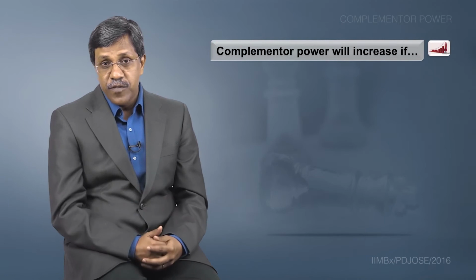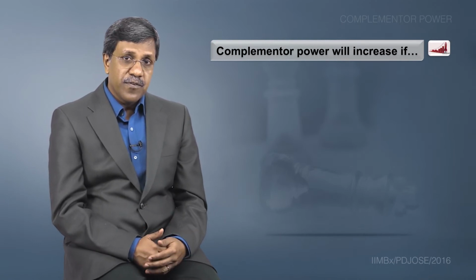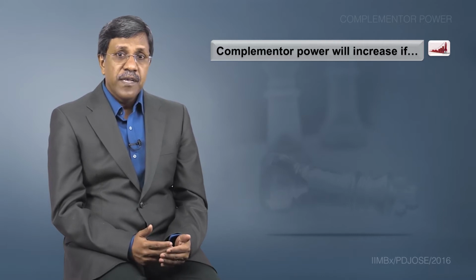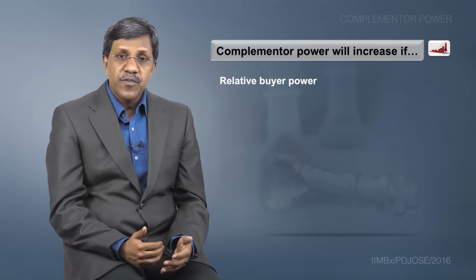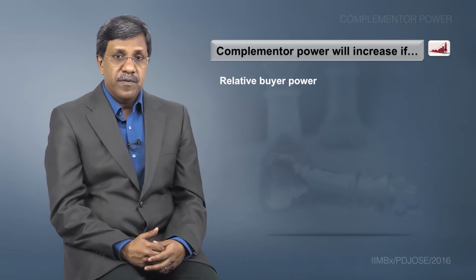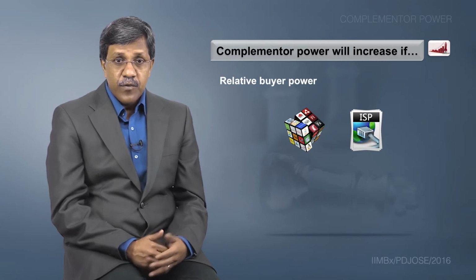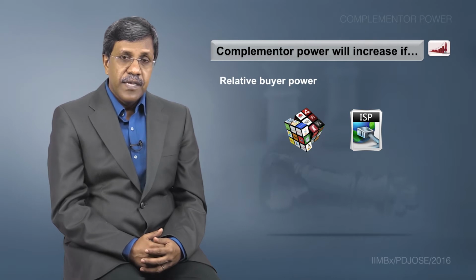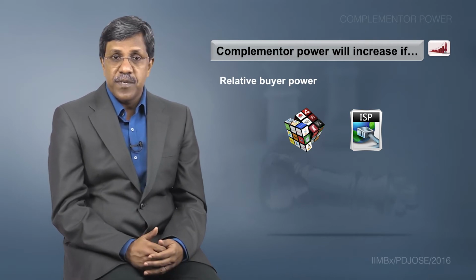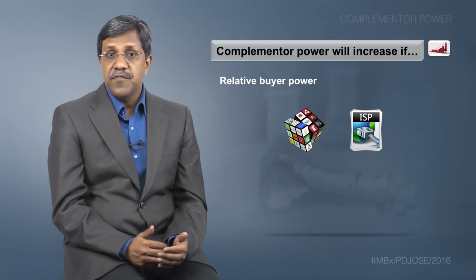What factors influence complementer power? Pankaj Ghemawat of the Harvard Business School lists the following as influencing complementer power. Relative buyer power or switching costs determine complementer power. For instance, what is easier to switch? Your application software or the internet service provider? When it's easier to switch across competitors rather than across complements, complementers have greater power.